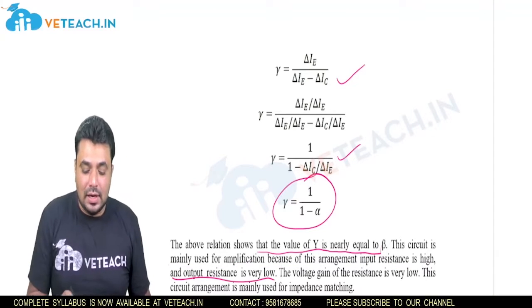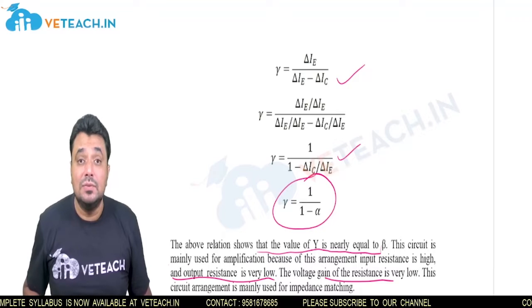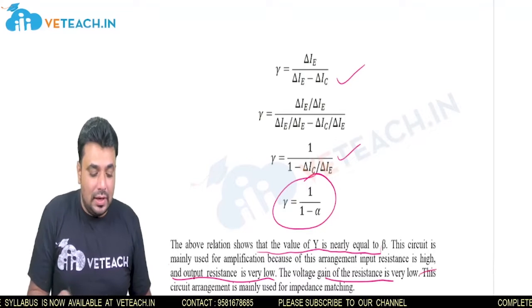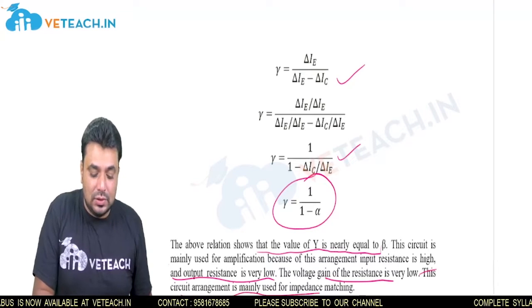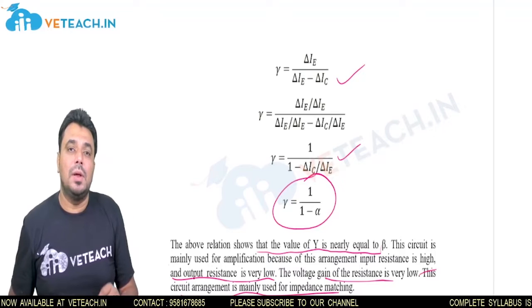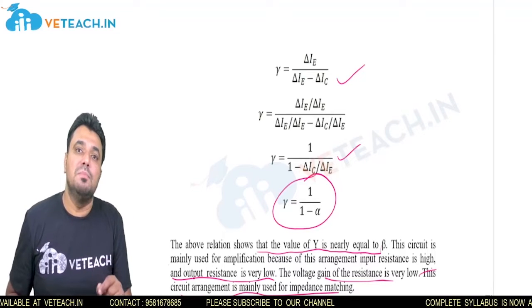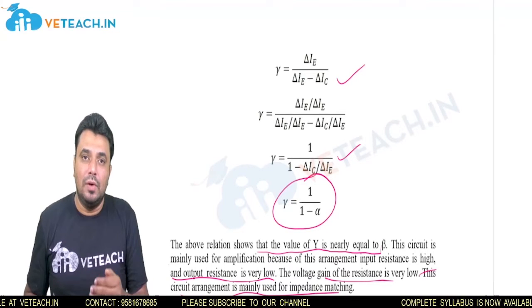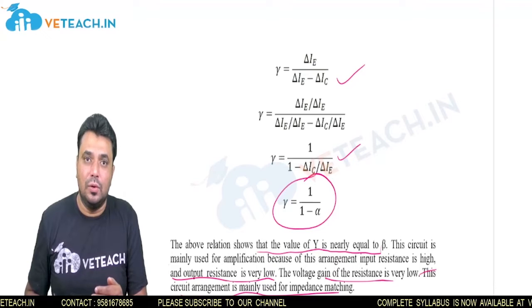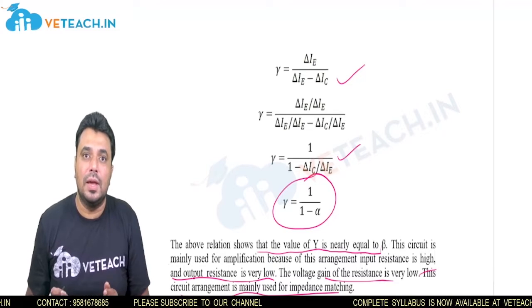The voltage gain is very low here. This circuit arrangement is mainly used for impedance matching. Actually, the common collector configuration is used for impedance matching. Whenever you connect one circuit to another circuit, we need to make impedance matching in between.